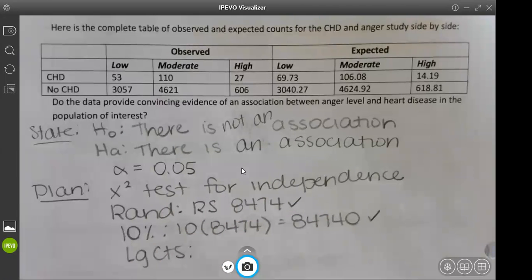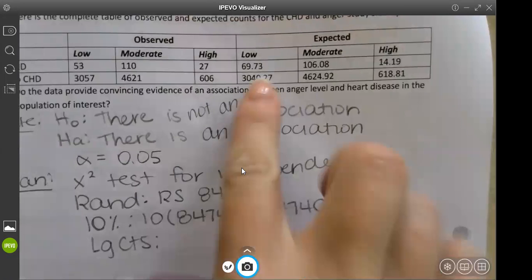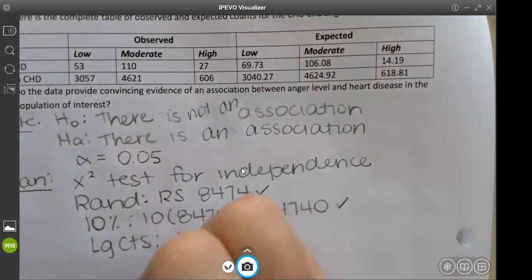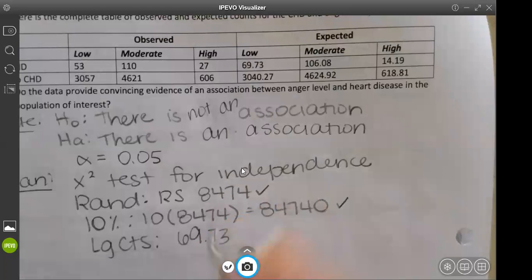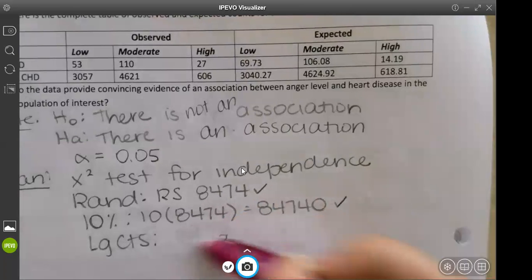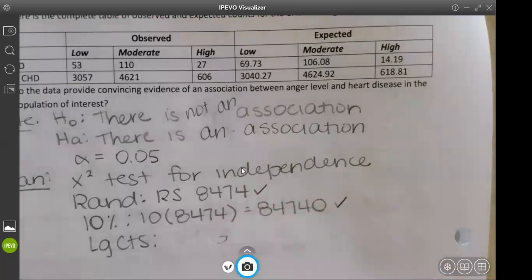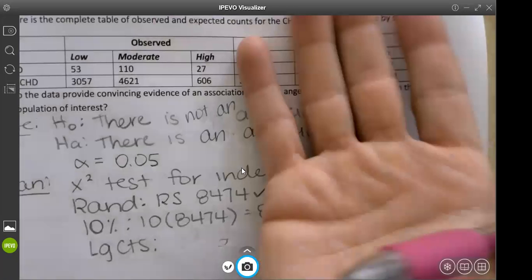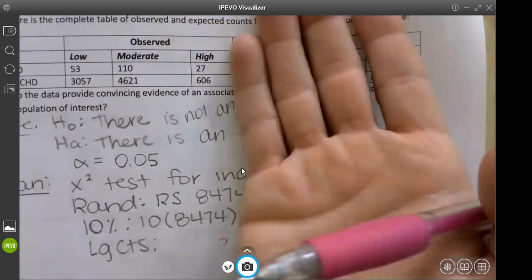And then large counts. Large counts. They're all of your expected values. So they're up here. 69.73. They're not your expected values. What are they? How do you get your large counts? What do you check? If what are at least 5. Okay, so how do we get, I just want to go back over again. How do we get those if they didn't give us this? One more time.